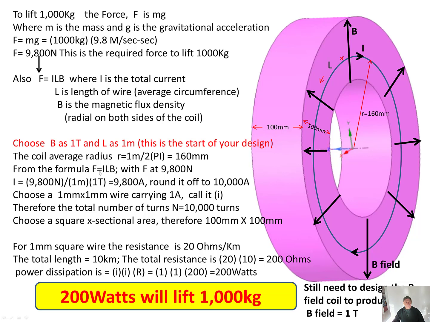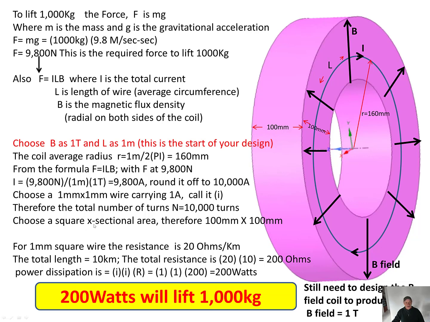From the formula, force equals ILB, force at 9,800 newtons, with the 1 meter length and a field of 1 Tesla, I is 9,800 amps. So let's round that off to 10,000 amperes. Choose 1 millimeter by 1 millimeter wire carrying 1 amp. I call this current I. Therefore, the total number of turns is 10,000 because we chose 1 amp per turn.